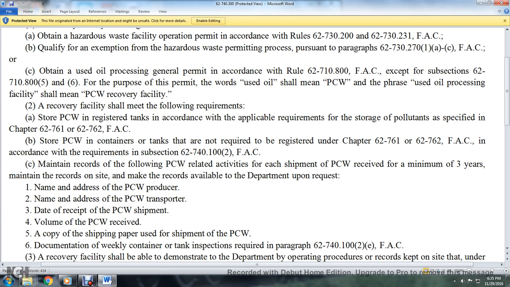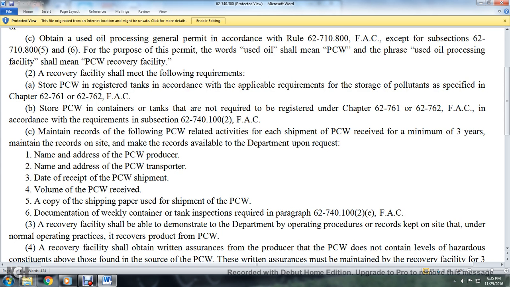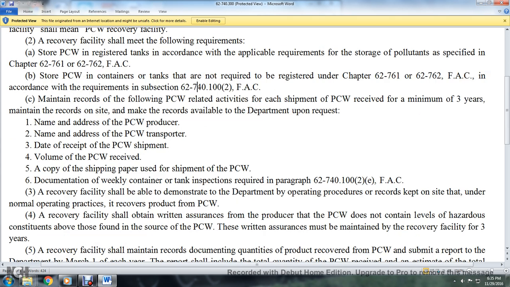The recovery facility should be able to demonstrate to the department the operating procedures kept on site for the normal operating practices of recovering product from the petroleum contact water. The facility should obtain written assurance that the product produced from the petroleum contact water does not contain levels of hazardous constituents above those found in the source petroleum contact water. The written assurance must be maintained at the recovery facility for 3 years.